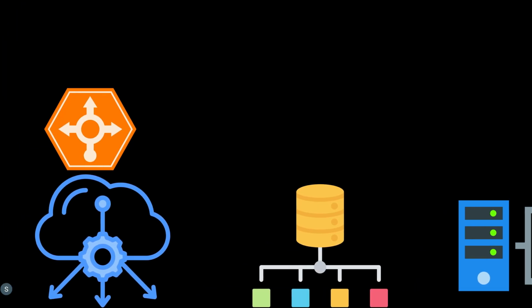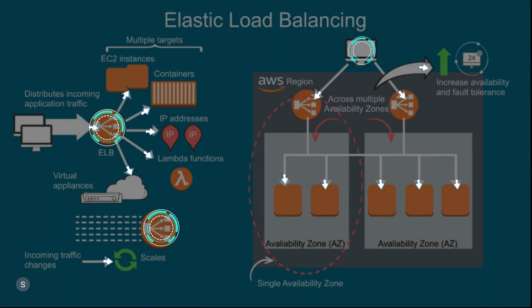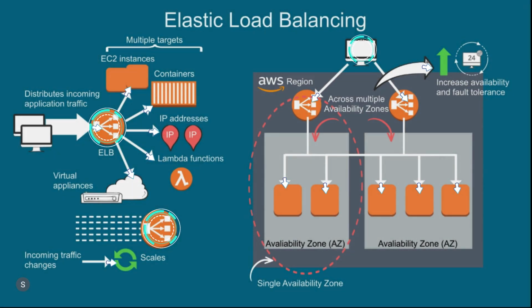Elastic Load Balancing, ELB, automatically distributes incoming application traffic across multiple targets, such as Amazon EC2 instances, containers, IP addresses, Lambda functions, and virtual appliances. ELB automatically scales your load balancer as your incoming traffic changes over time.